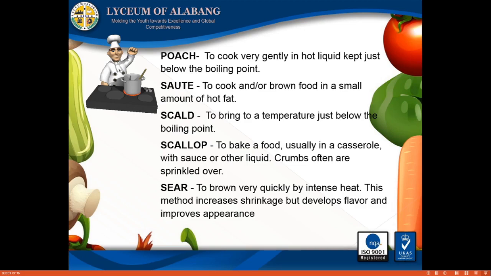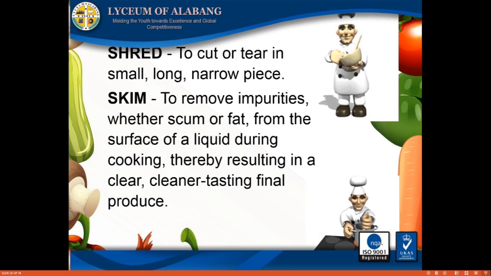Sear. Sear is to brown very quickly by intense heat. This method increases shrinkage but develops flavor and improves appearances. Sear or pan searing is a technique used in grilling, baking, braising, roasting, sauteing, and etc., in which the surface of the food, usually meat, for example, beef, poultry, pork, seafood, is cooked at a high temperature until a brown crust forms.